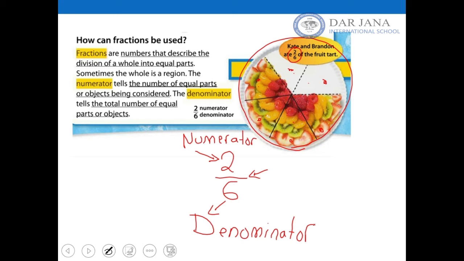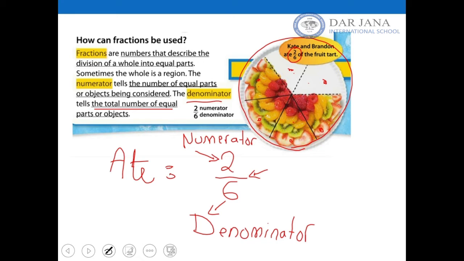6 is the denominator. It shows the total number of equal parts. So the denominator shows the total number of equal parts. This means that I divided the fruit tart into 6 equal parts, so this will be the denominator. And if I am asking about the fraction of the tart that Kate and Brandon ate, it's going to be 2 out of 6.